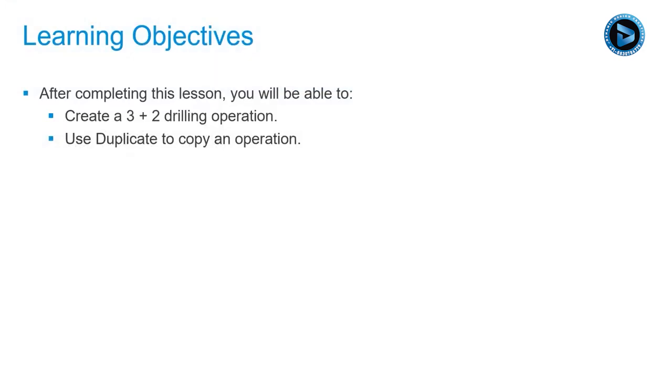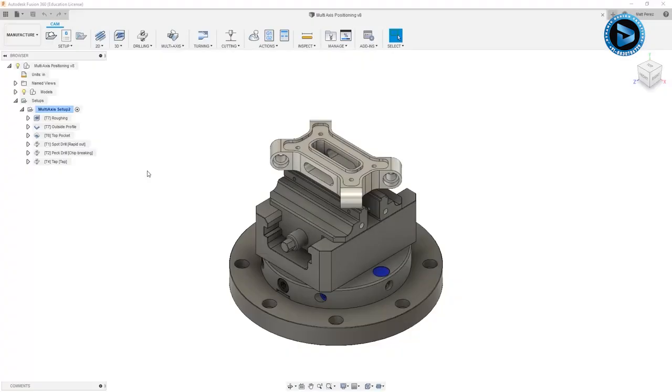In this lesson, we'll learn about drilling in 5-axis. After completing this lesson, you'll be able to create a 3+2 drilling operation and use duplicate to copy an operation. Let's carry on with the file from our previous example, and let's start to talk about drilling in multiple axes.